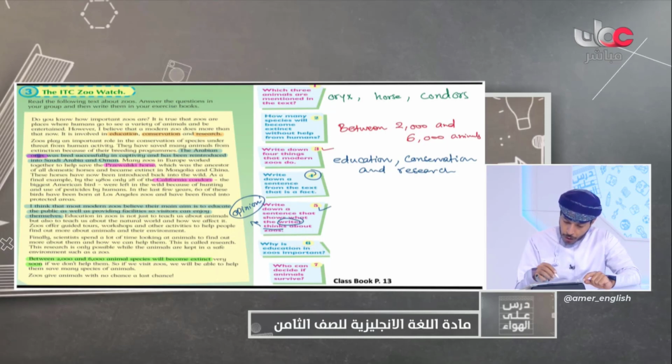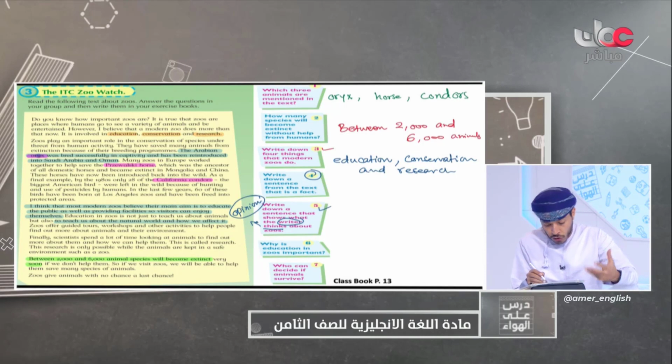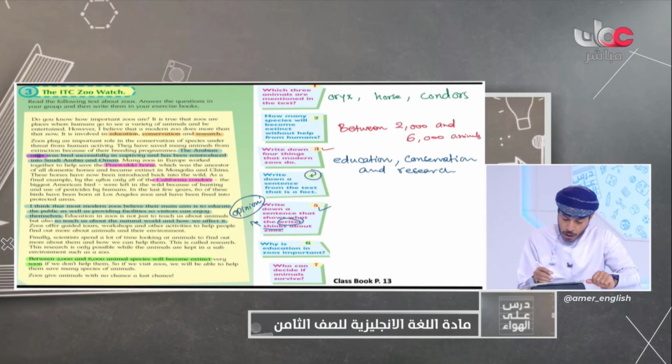Why? Because the answer is very clear here. To teach us about the natural world and how we affect it. Okay, so education is just to teach us about animals, but also to teach us about the natural world and how we affect it. So all these are the answers.